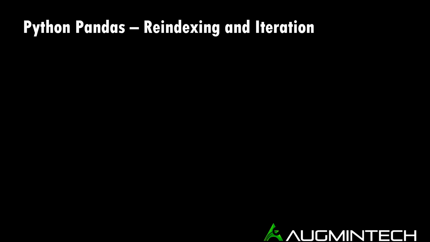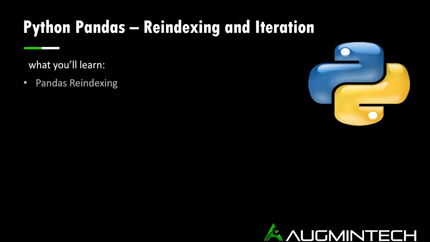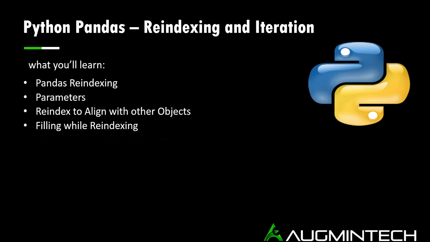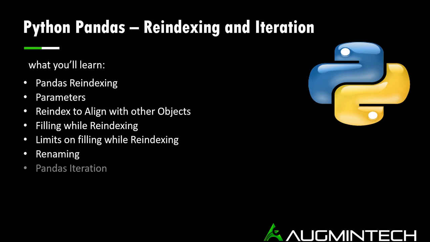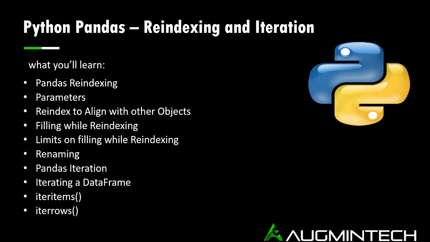In this session, we will be learning about Python pandas, reindexing and iteration. By the end of this session, you should be able to understand what pandas reindexing is, the parameters that could be used, reindex to align with other objects, filling while reindexing, limits on filling while reindexing, renaming, pandas iteration, iterating a data frame, the iteritems method, iterrows method, and itertuples method. I'm excited to get started and I hope the same from you.